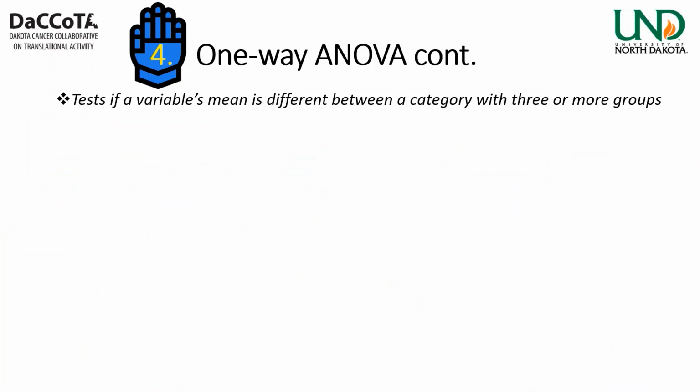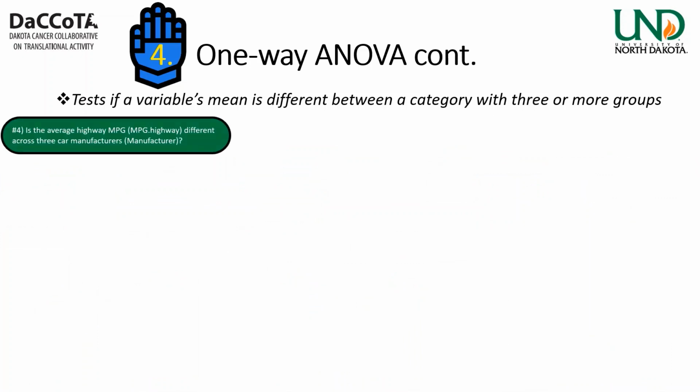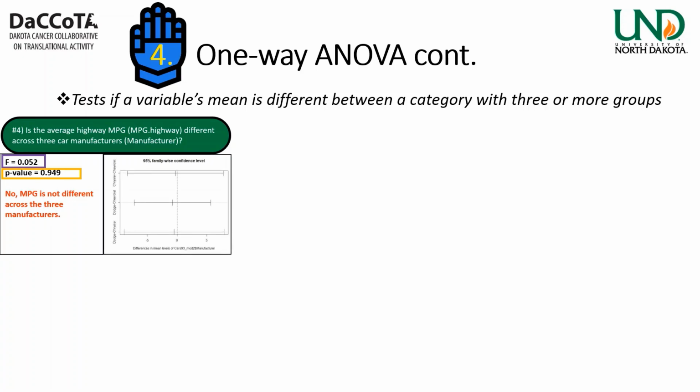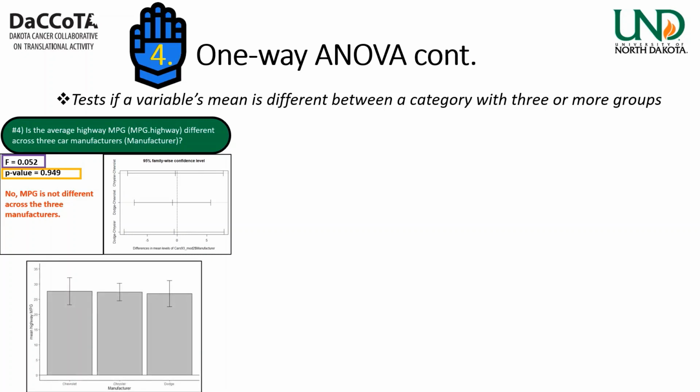Continuing with one-way ANOVA, let's look at question 4. Is the average highway miles per gallon different across 3 car manufacturers? So this is another car data set. And we find that this is not significant, that miles per gallon is not different across the 3. And this is, again, the comparisons. This is across Chevrolet, Chrysler, and Dodge, and there's no difference in miles per gallon. So it doesn't matter which car you buy, you get the same MPG on average for these cars.